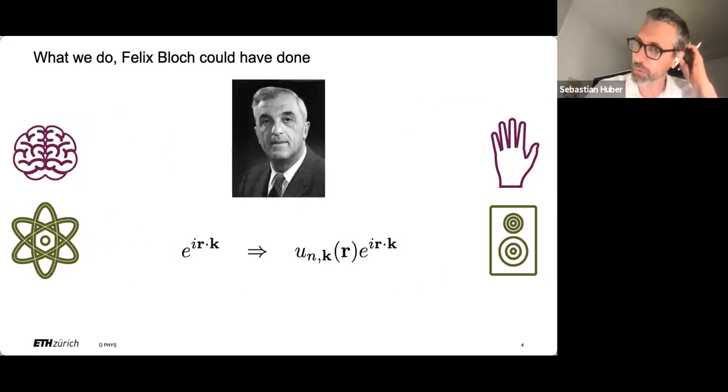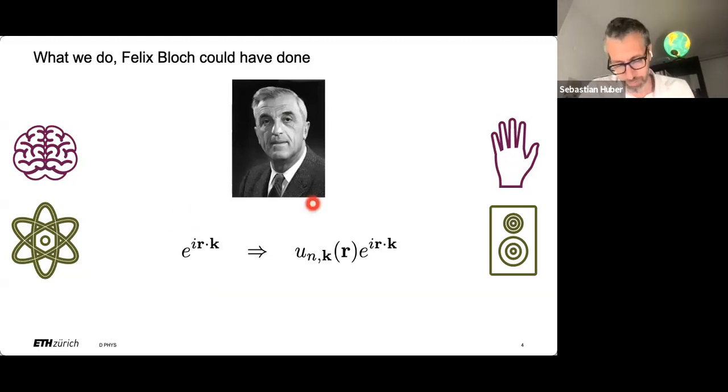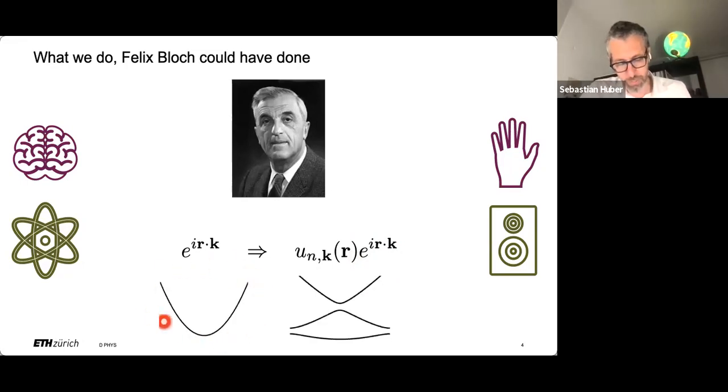Now, what binds these two things together largely is that we do things that, as the title says, Felix Bloch could have done. It's related to the fact that you have a plane wave in free space, and we know from Mr. Bloch that the moment you put such a plane wave in a periodic background, it's still a wave. You still have the nice wave character, but you need to add an object that is periodic in space, and what it really changes is your free space dispersion into something which we call bands.